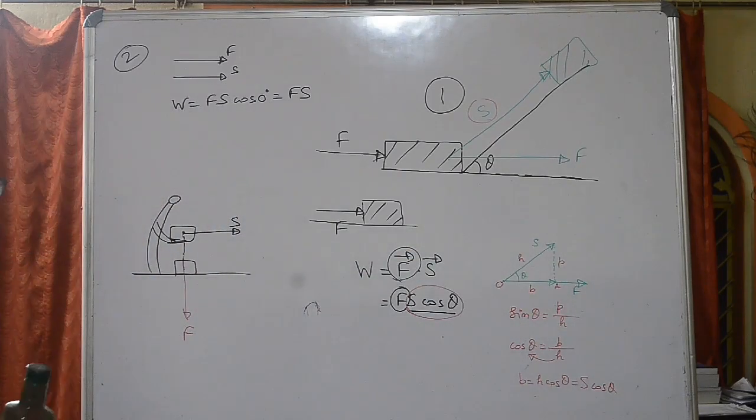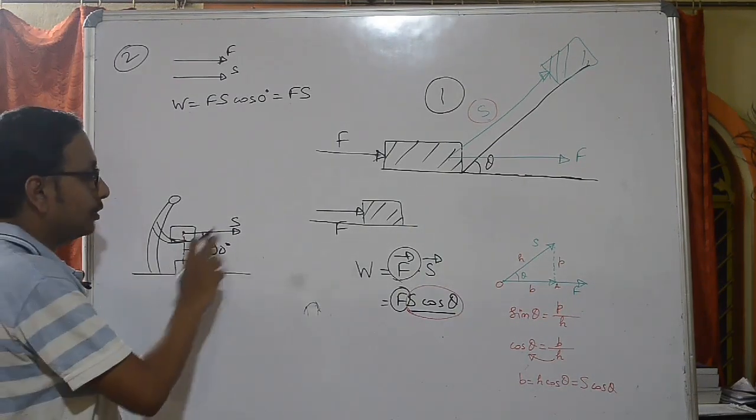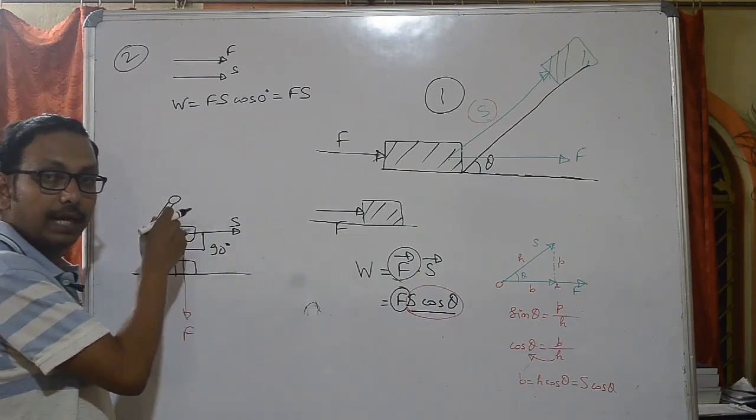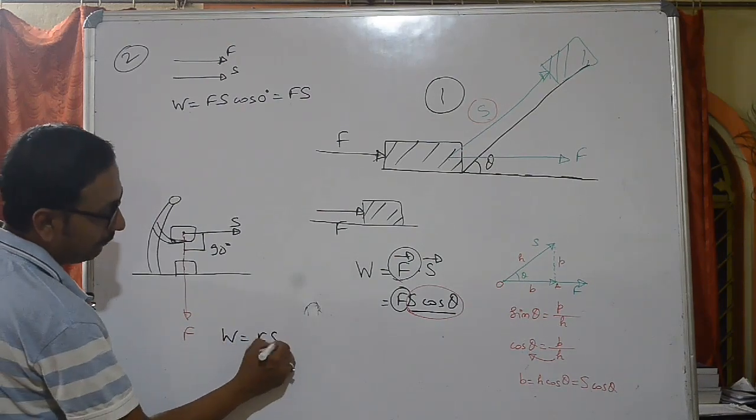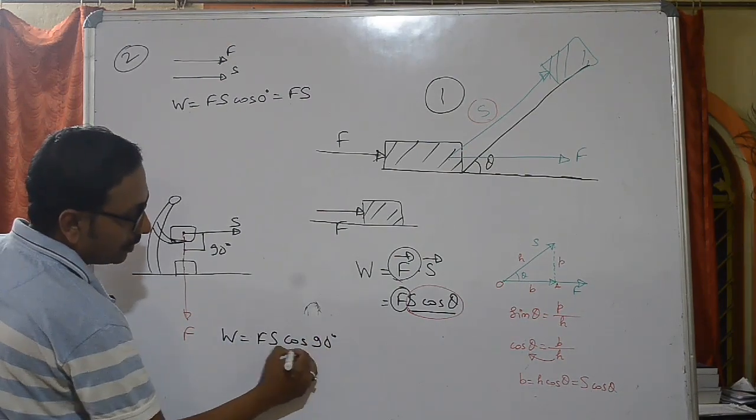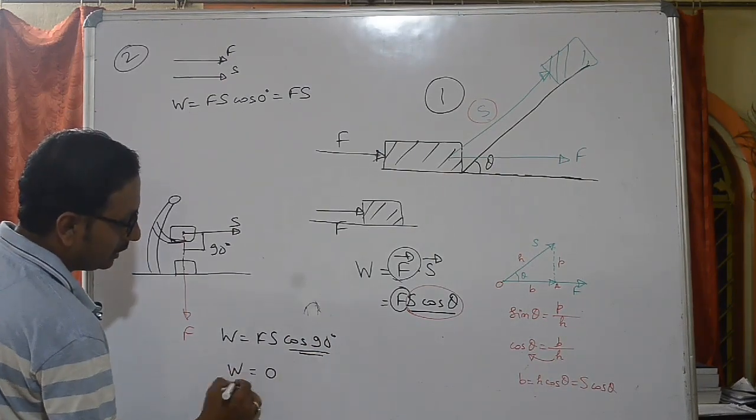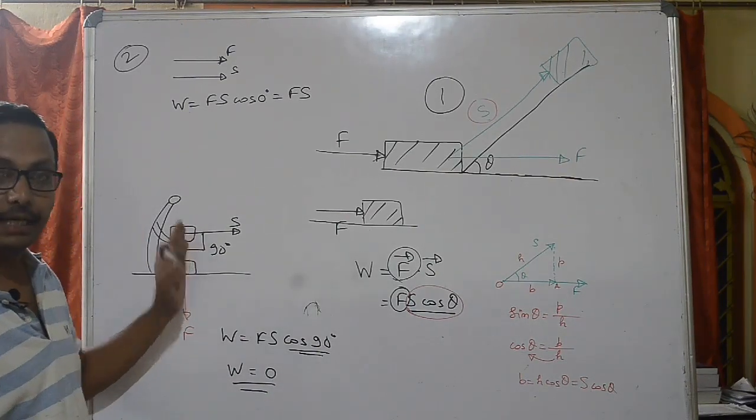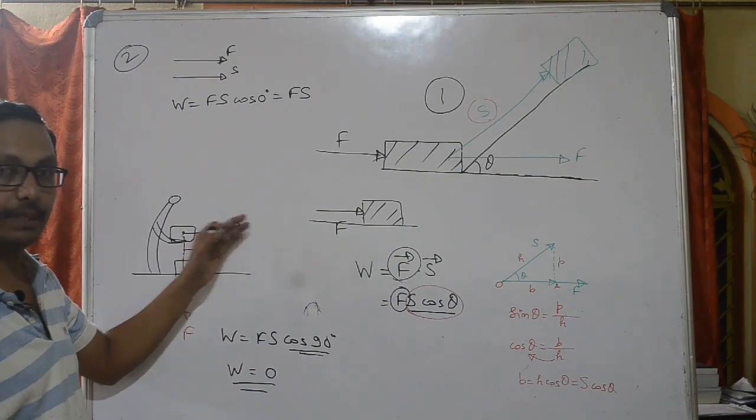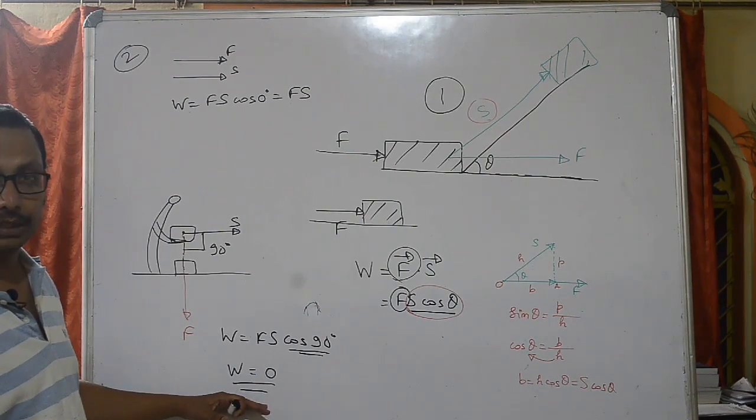So if I consider that there is an angle of 90 degrees between the displacement direction and the gravitational force, then if I write work, it is F s cos 90 degrees. The value of cos 90 degrees is 0, so work done is 0. In this way we can find that whenever there is a 90 degree angle between the displacement and the force, in whatever condition it may be, the work done is always 0.